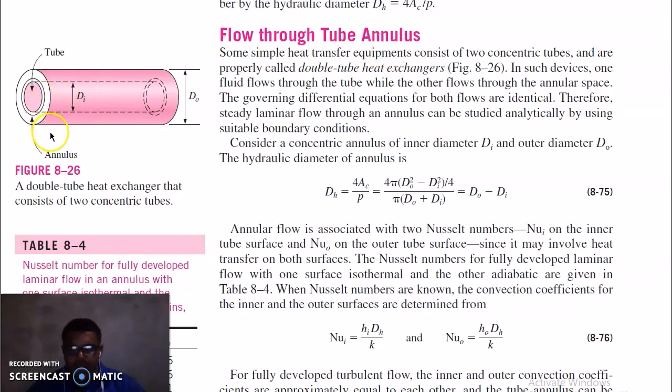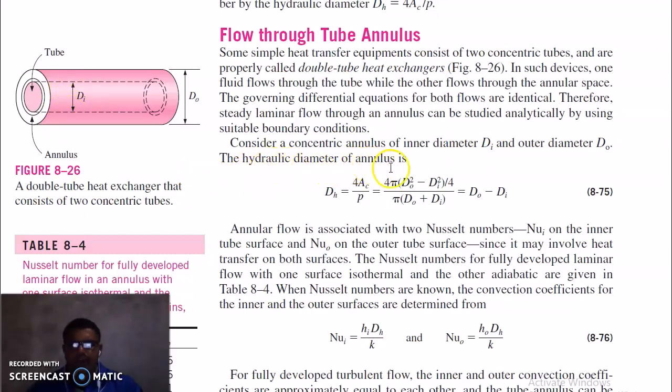Some simple heat transfer equipment consists of two concentric tubes and is properly called a double tube heat exchanger. In such a device, one fluid flows through the tube while the other flows through the annular space between these two tubes. The Navier-Stokes differential equation for both flows is identical. Therefore, steady laminar flow through an annulus can be studied analytically by using suitable boundary conditions. Consider a concentric annulus of inner diameter Di and outer diameter Do.